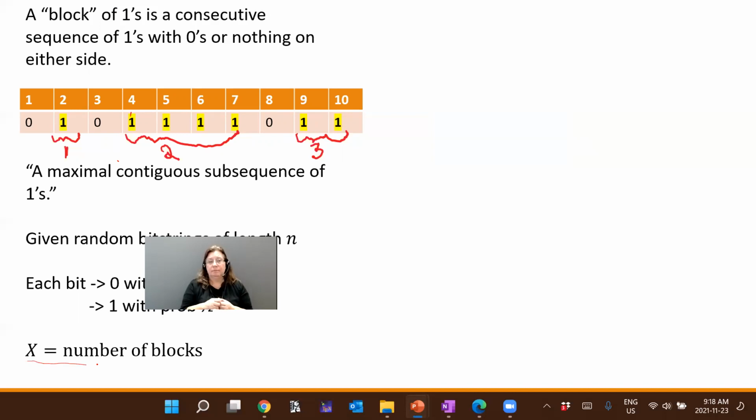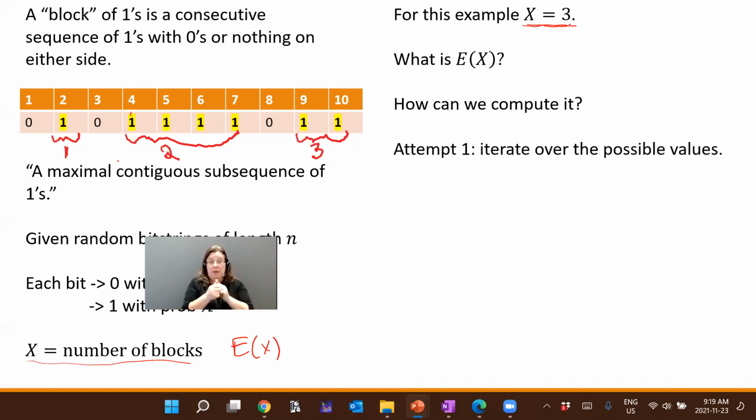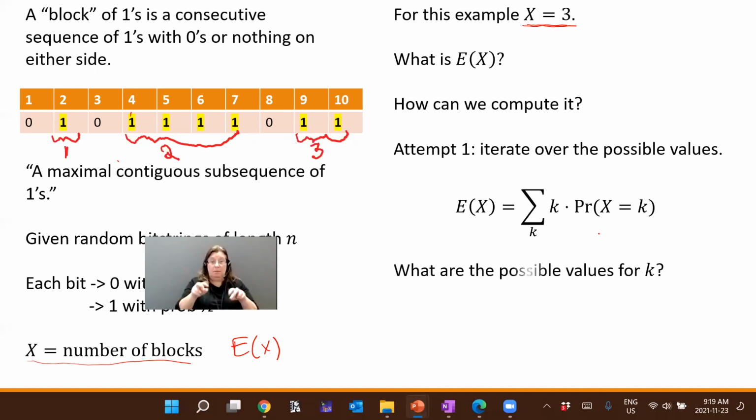Of course, we want to get an expected value of this, which doesn't look that easy because let's say that we wanted to iterate over the range of our random variable x. So let's look at the event x is equal to 3, right? For some, probably, I don't know, length 10 random bit string. So how can we compute it? Well, if we iterate over all possible values, this is our expression for expected value.